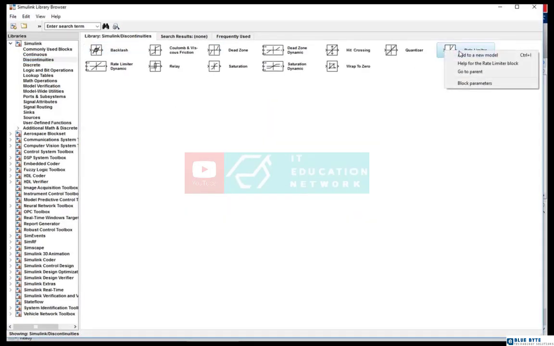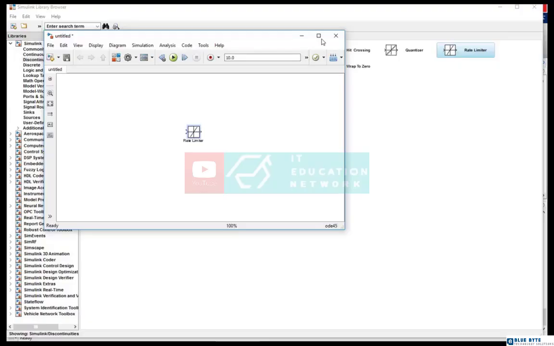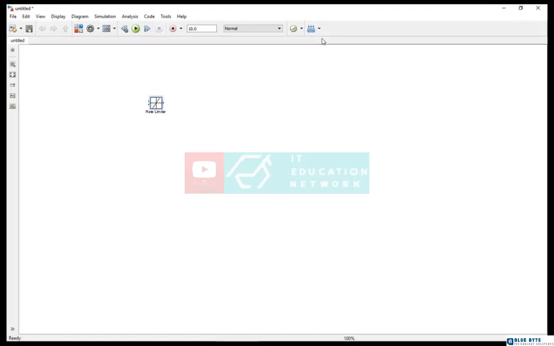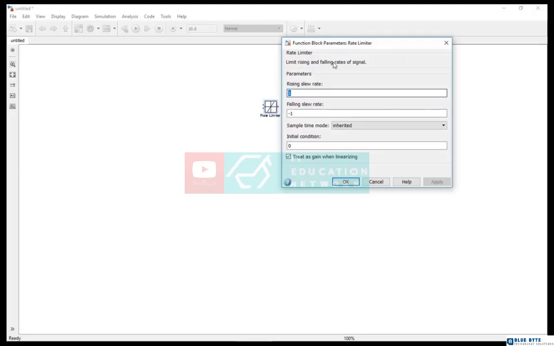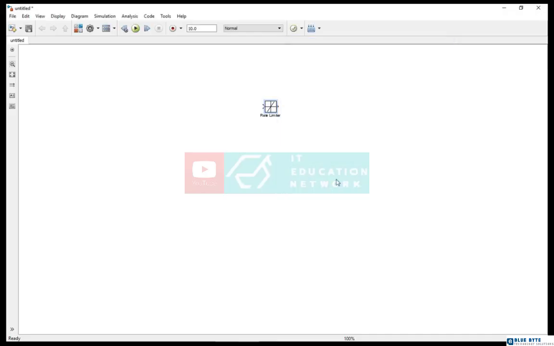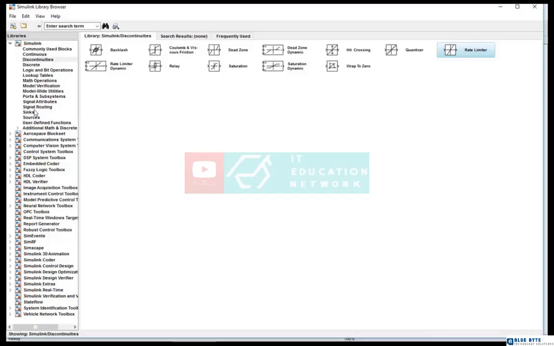The other block is rate limiter. I click on the block and here you can see its detail. As you can see, the rate of signal is limited by rising and falling options. I mean that the block limited the first derivative more. Let's simulate a model.